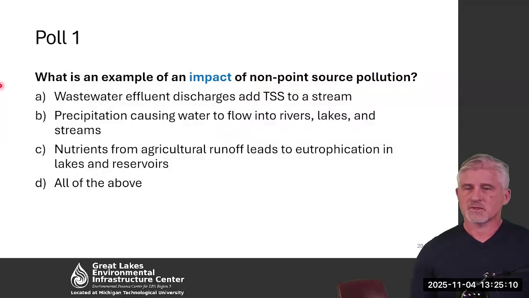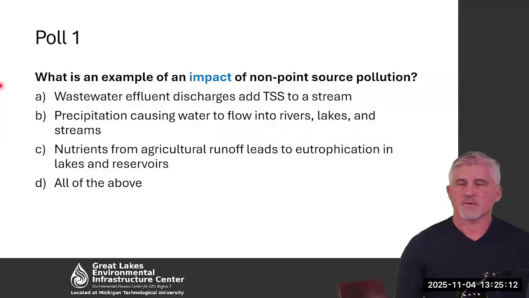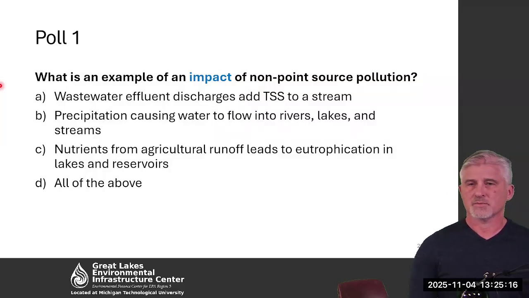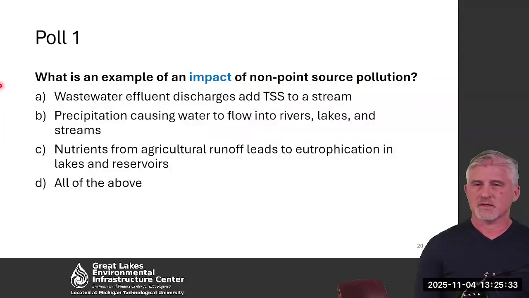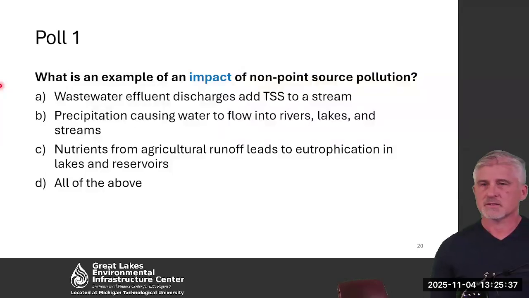and share the results. So it looks like the top response, at 36%, was nutrients from agricultural runoff leads to eutrophication in lakes and reservoirs. Pretty close here, we've got all of the above at 32%. Precipitation causes water to flow into rivers, lakes, and streams at 29%, and wastewater effluent discharges add TSS to a stream.